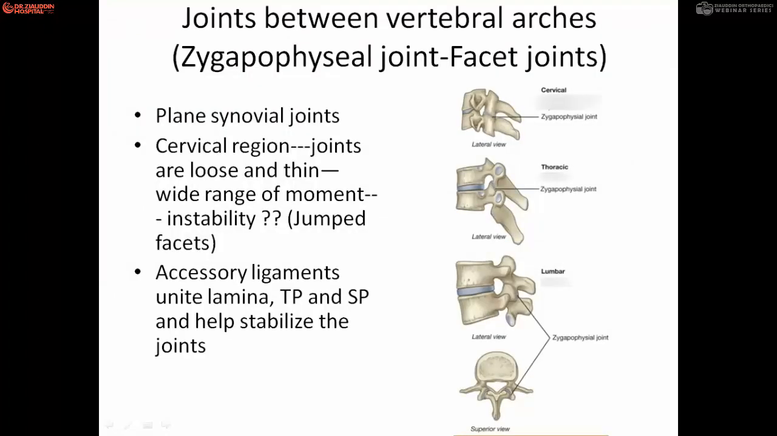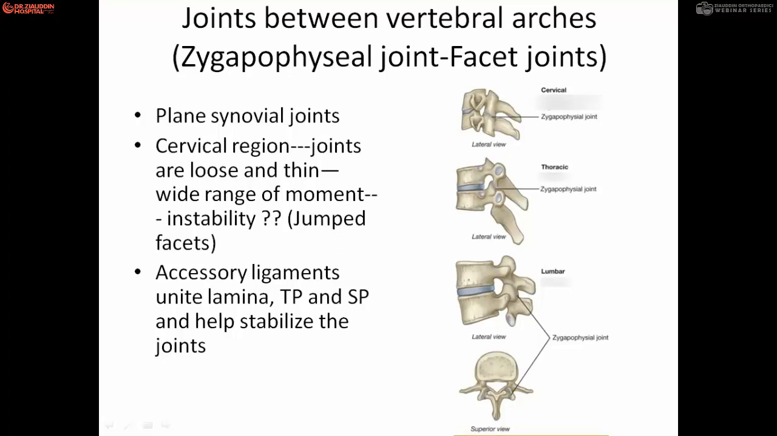The joints between the vertebral arches are called zygapophyseal joints or facet joints. They have different orientation in different regions: cervical, thoracic, and lumbar vertebrae. They are plain synovial joints. In the cervical spine, they are loose and thin to provide a wide range of movement. Because of this wide range of movement and the orientation of the facets, there are chances of jumped facets in the cervical spine. There are accessory ligaments which unite the lamina, transverse processes, and spinous processes, and help stabilize the joint.